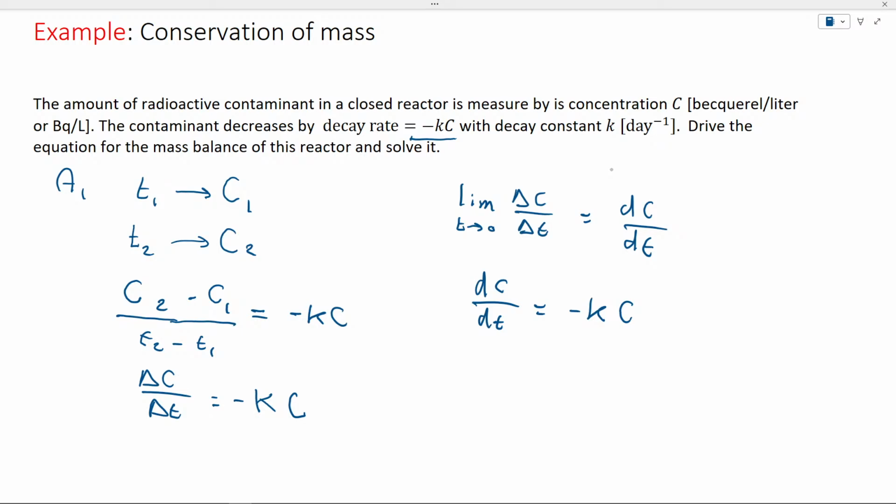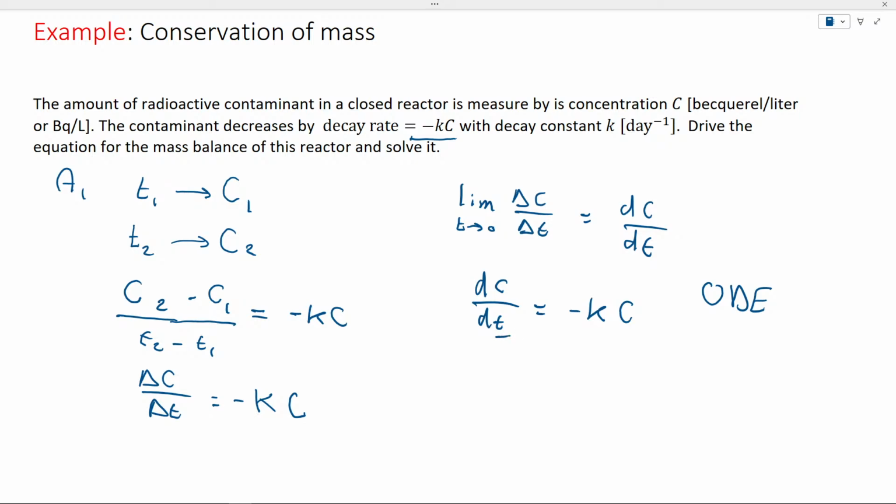So now we got a differential equation. Why is this a differential equation? Because we have a function c, which is a function of time, and its derivative. So we have a function and its derivative, and that's the definition of a differential equation. Is this an ordinary or partial differential equation? This is an ordinary differential equation, because it has one independent variable.